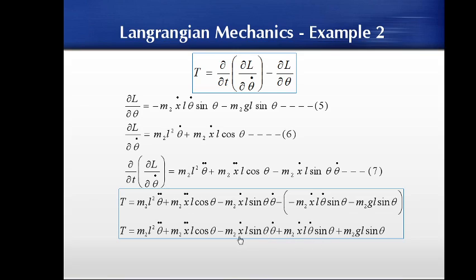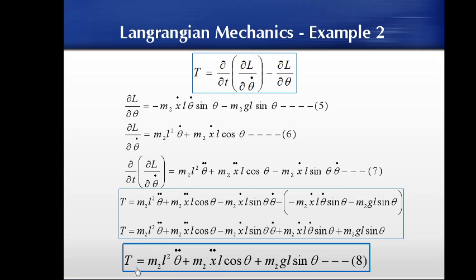Here you can see that these two terms are just the reverse. This one is minus and this is plus, similar except for the sign. So these two terms get cancelled. Finally I get the expression for torque T is equal to m2 L square theta double dot plus m2 x double dot L cos theta, since these are cancelled, plus m2 gL sin theta.